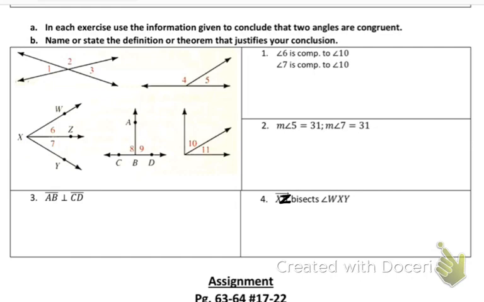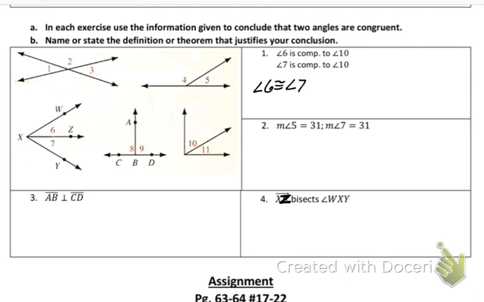All right, it says angle 6 is complementary to angle 10. Angle 7 is complementary to angle 10. I'm supposed to come up with two angles that are congruent in that statement. What two angles are congruent in that statement, Hannah? 6 and 7. Angle 6 is congruent to angle 7.